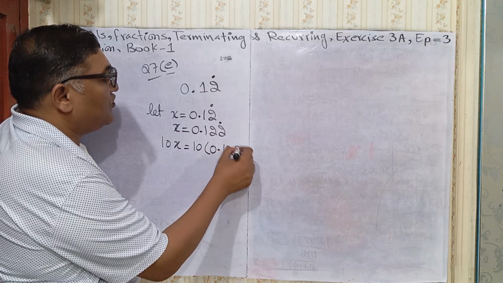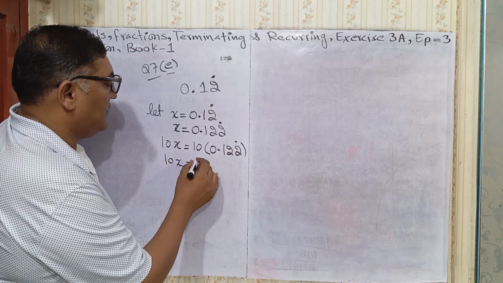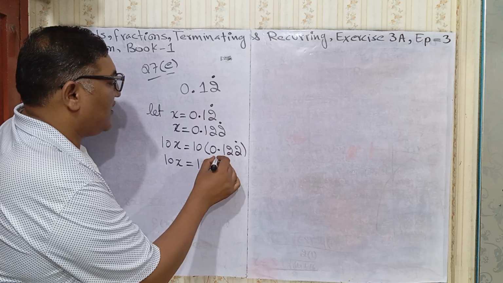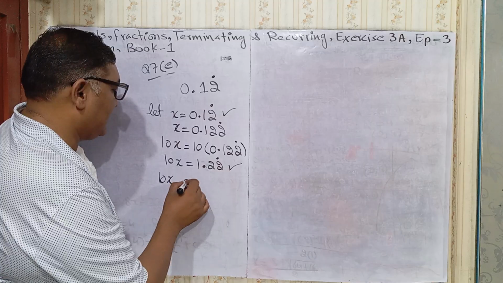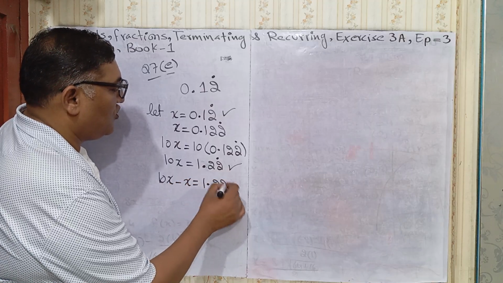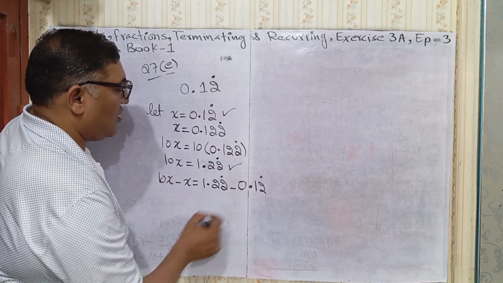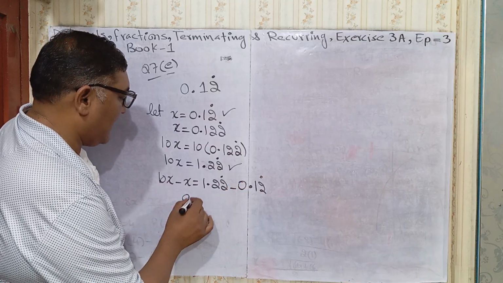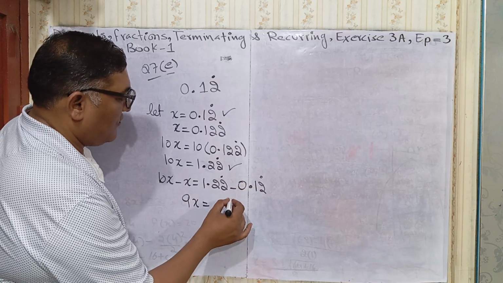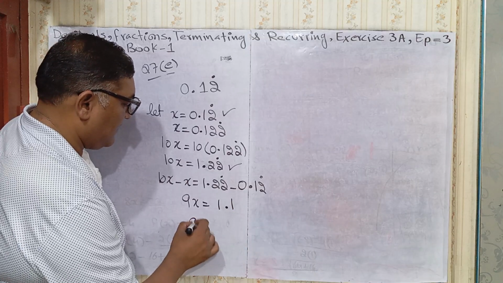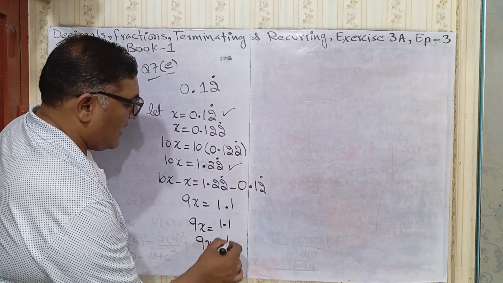So you will have 1.22 dot. This will become 10x equals 1.22 with a dot. From this I will subtract this. So you will have 10x minus x equals 1.22 dot minus 0.12 dot. Subtracting, this becomes 9x. The 2 dot and 2 dot will be cancelled. 2 minus 1 will be 1.1. So 9x equals 1.1, which is 9x equals 11 by 10.